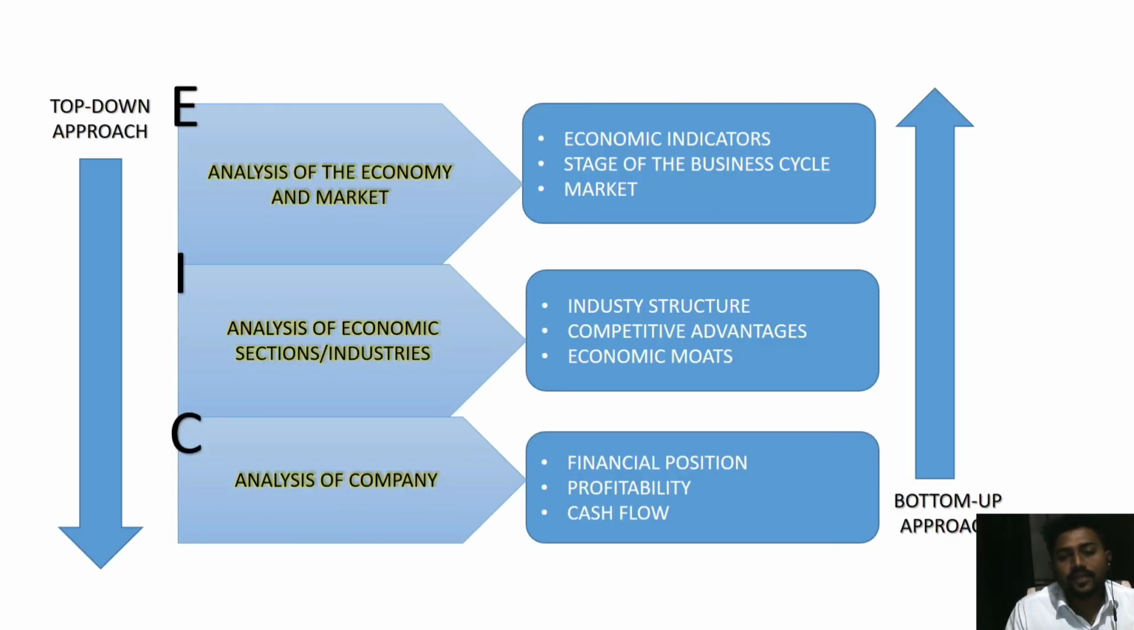Here I created one chart to understand the top-down approach and bottom-up approach easily. An EIC analysis strategy. In the top-down approach, the method goes from top to down level. First, they analyze the economy and the market, then analyze the economic sectors or industry, then analyze the company.